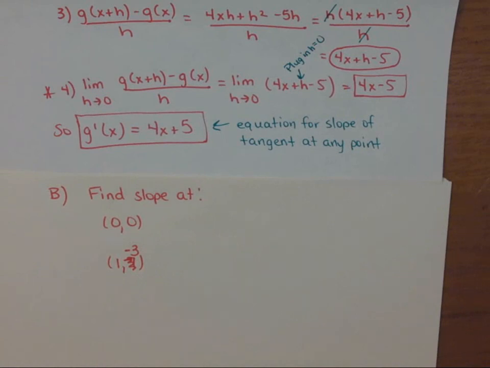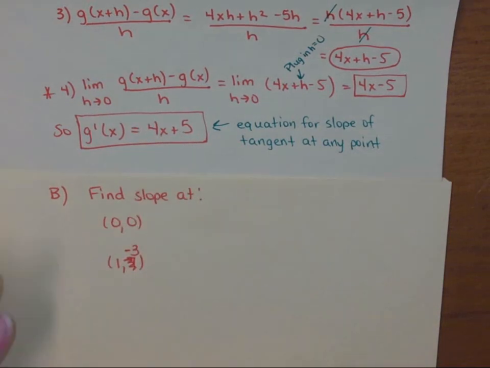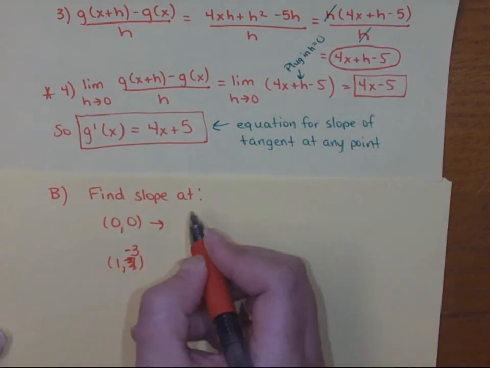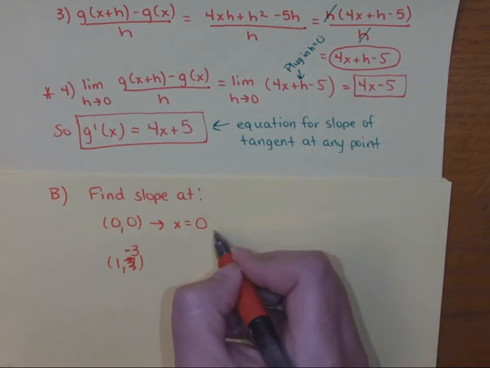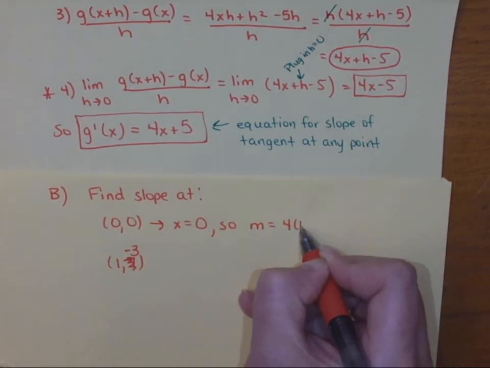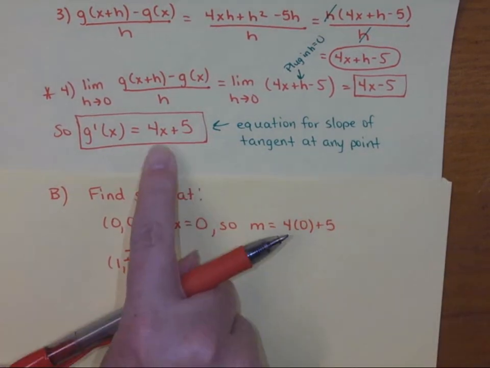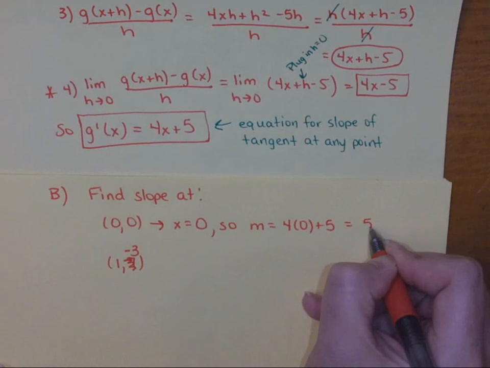Alright, so let's start with the first one. I want the slope. Notice here's an equation for slope and it has an x in it. So the only part of this I really need for this problem is what the x is. So x is 0. So the slope is going to be 4 times 0 plus 5. We're plugging it into this slope equation. So we're going to get a slope of 5.